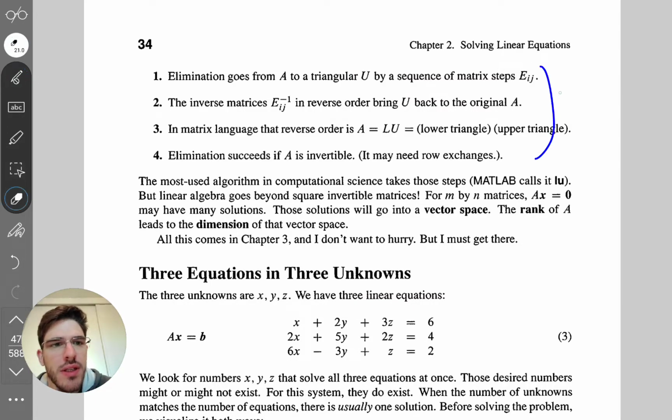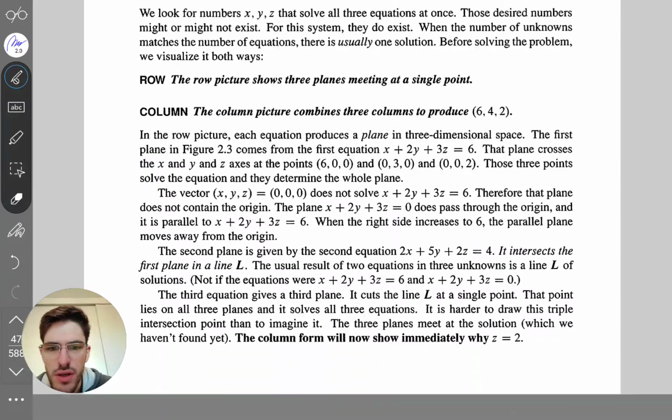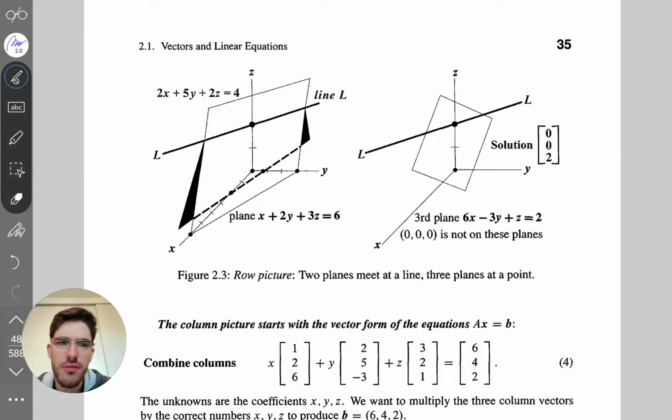That could be interesting as in it could be nice to see the graphical steps that correspond to that. All right. Okay, but they're not doing that right now. 3 equations, 3 unknowns. Still like very going through one example.